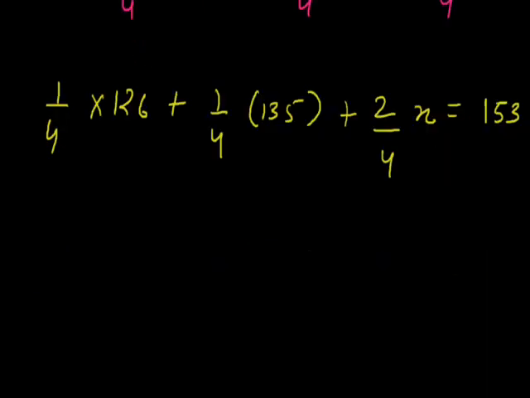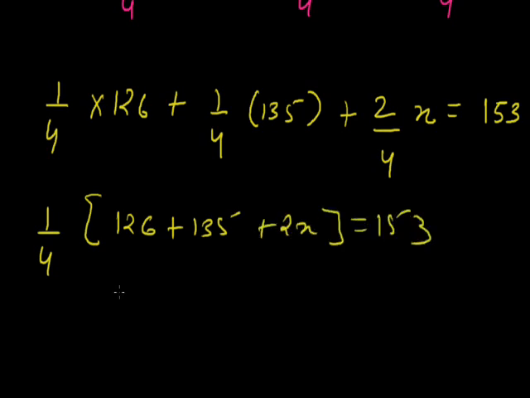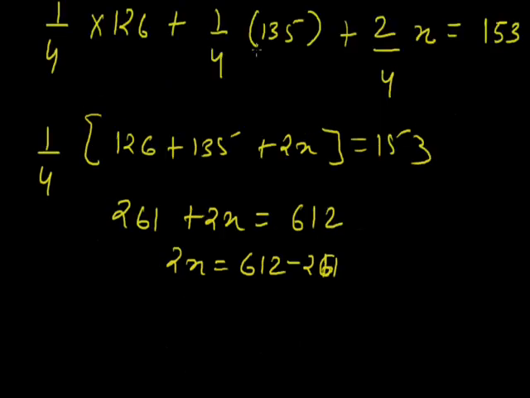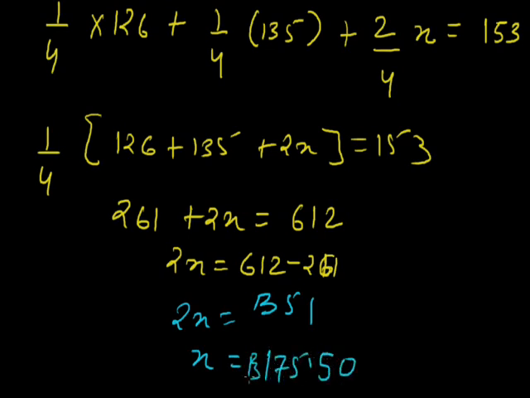Now we will take 1/4 common from here, and it will be 126 plus 135 plus 2x is equal to 153, which gives 261 plus 2x is equal to 612, and 2x will be equal to 612 minus 261. So 2x will be 351 and x will be equal to 175.50 rupees. So the cost of the third quantity of tea is rupees 175 and 50 paisa.